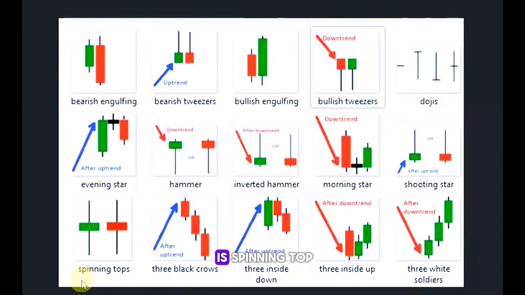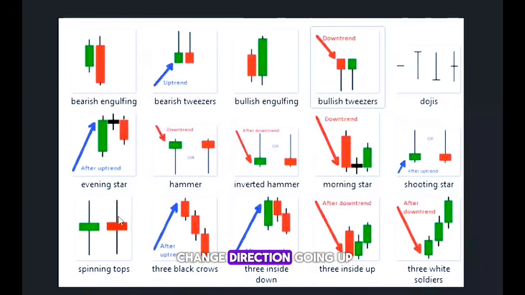Then the next one is the spinning top. If you look at these two candles, you can see that everything is equal. This top is equal, this particular point is equal, and these two bodies of the candle are equal. It's showing you that there is an indecision in the market, and the market is about to reverse. It depends on where it appears. If it is in a downtrend or uptrend, it will tell you whether the market will change direction going down or going up.